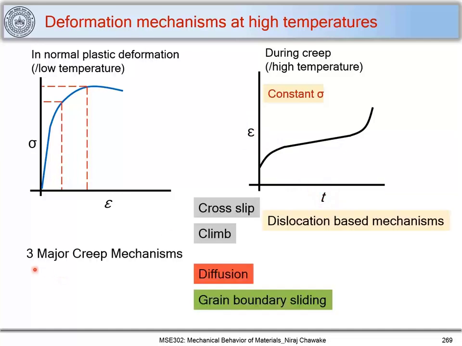So there are three major creep mechanisms. One is a dislocation based mechanism, another is a diffusion based mechanism, and the third one is grain boundary sliding, which is a combination of diffusion and dislocation based mechanisms. The dislocation based mechanisms are majorly cross slip of dislocations and climb of dislocations. And we have diffusion based mechanisms and grain boundary sliding. So let's understand each mechanism now in more detail.